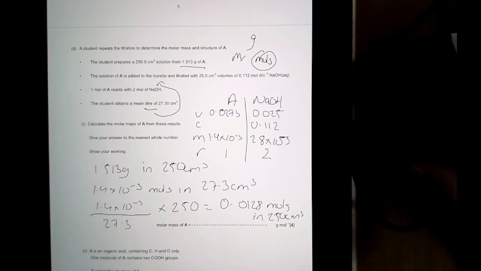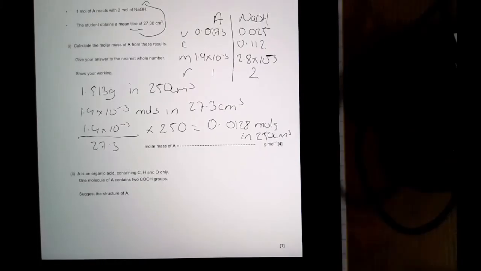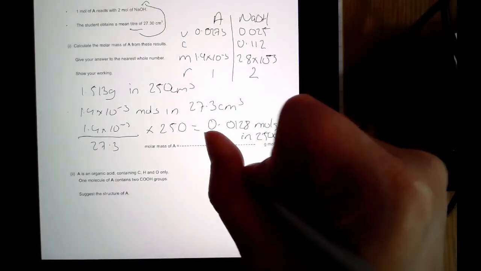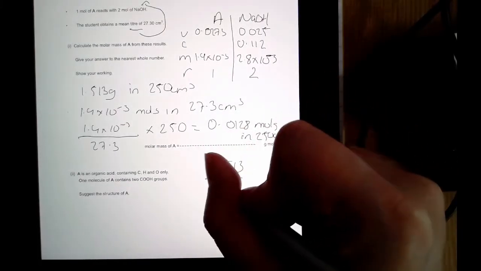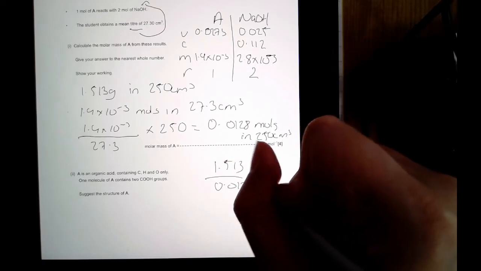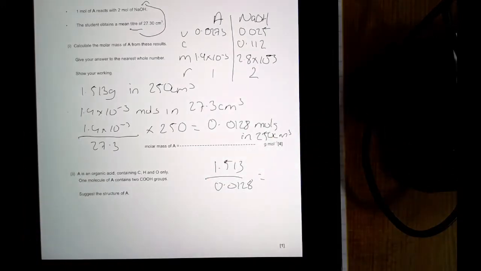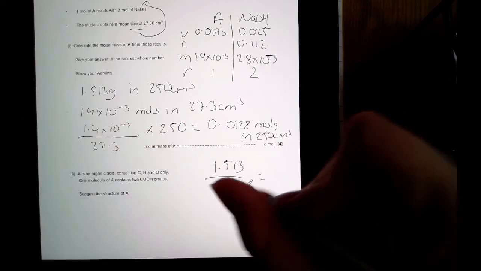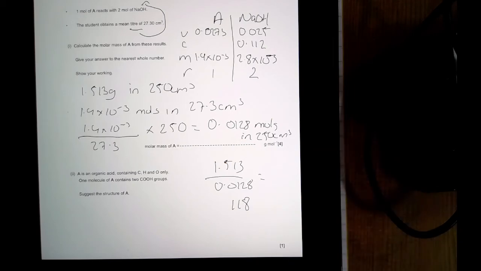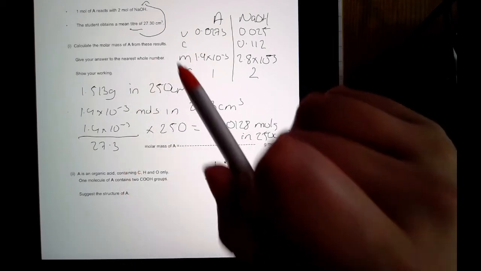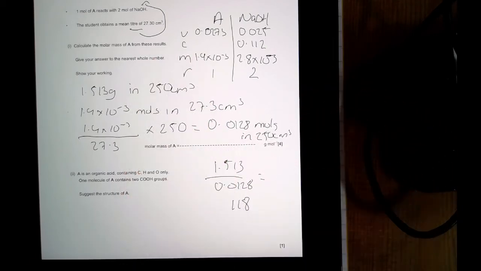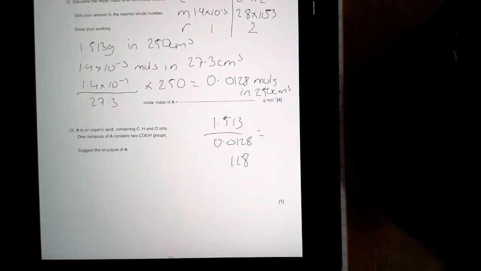So now I've got mass and I've got moles, both per 250. I can take my mass, I can divide by my moles, and the answer I get, 118, is my formula mass. And it says to give your answer to the nearest whole number, so that's going to be 118. At the end, it asks you for structure.